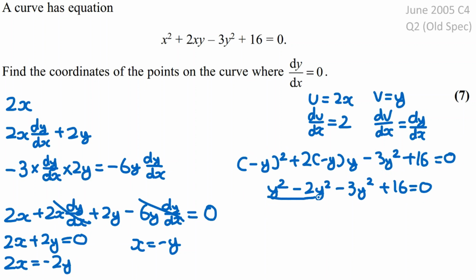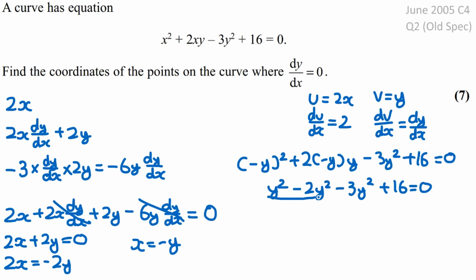So we figured out that y is equal to plus or minus 2, so now we just need to find the respective x coordinates, and this is easy because we found out that x is equal to minus y. We found this equation here. So if y is equal to the positive solution, y equals 2, then x is going to be equal to minus 2, so one of the coordinates is (minus 2, 2). And if y is equal to minus 2, x is going to be equal to 2, so the other coordinate is (2, minus 2). So these are the two coordinates of the points on the curve where dy/dx is equal to 0.